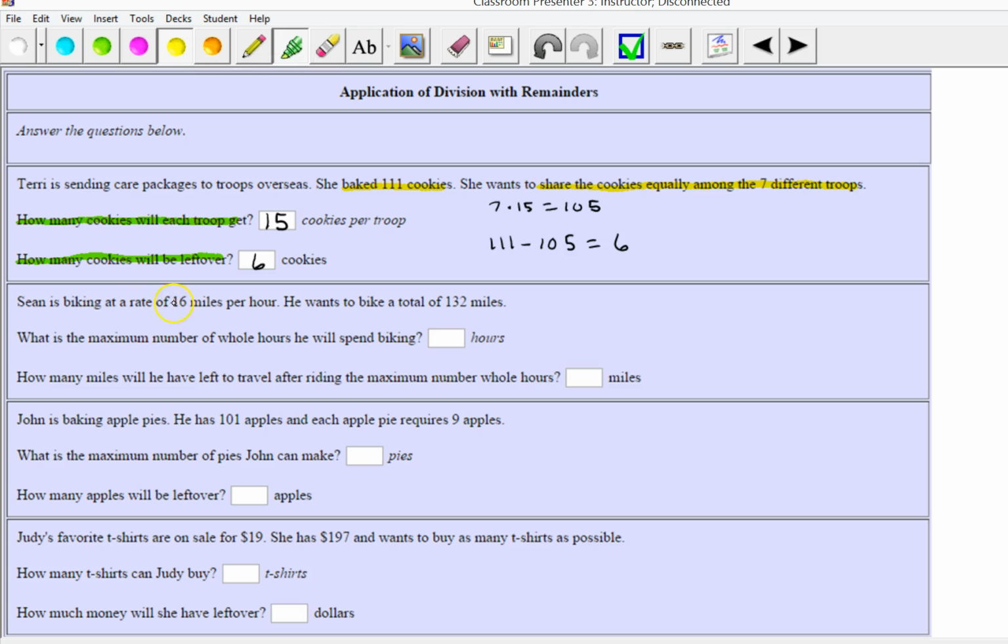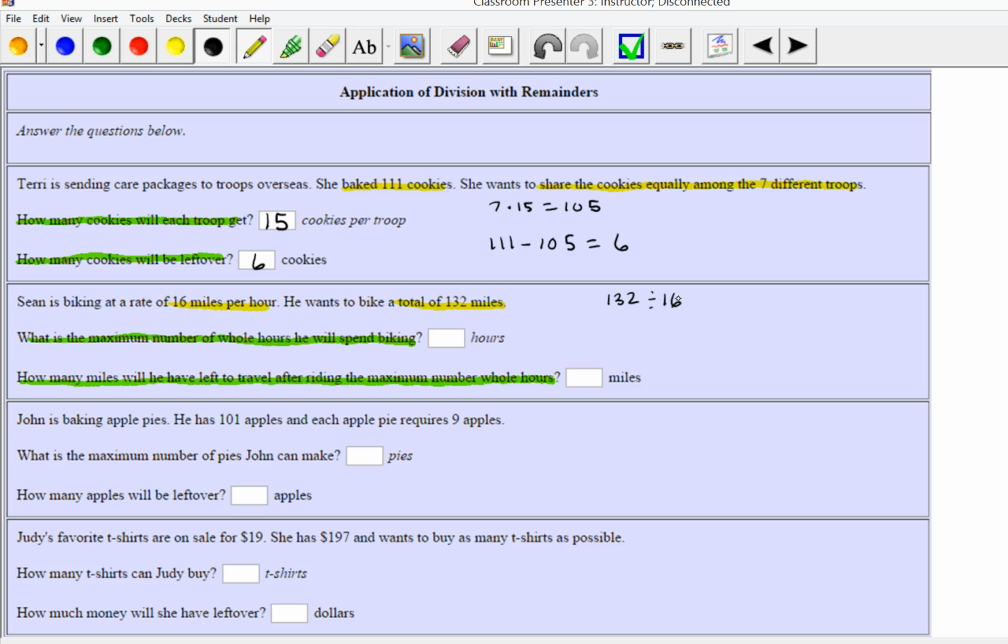Sean is biking at a rate of 16 miles per hour. He wants to bike a total of 132 miles. Now we have the questions. Let's read them both. What is the maximum number of whole hours he will spend biking? How many miles will he have left to travel after riding the maximum number of whole hours? Okay, so let's think about this. So if he's going 16 miles an hour and he has 132 miles, we can divide the 132 into groups of size 16.